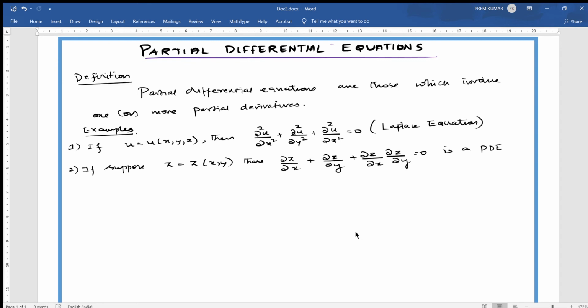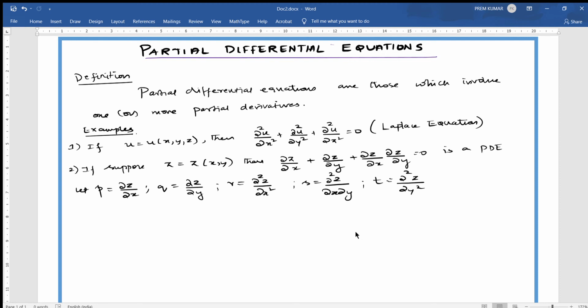For simplicity, we are going to denote p = ∂z/∂x and q = ∂z/∂y, r = ∂²z/∂x², s = ∂²z/∂x∂y, and t = ∂²z/∂y². Now these are the notations we will be using in our study.